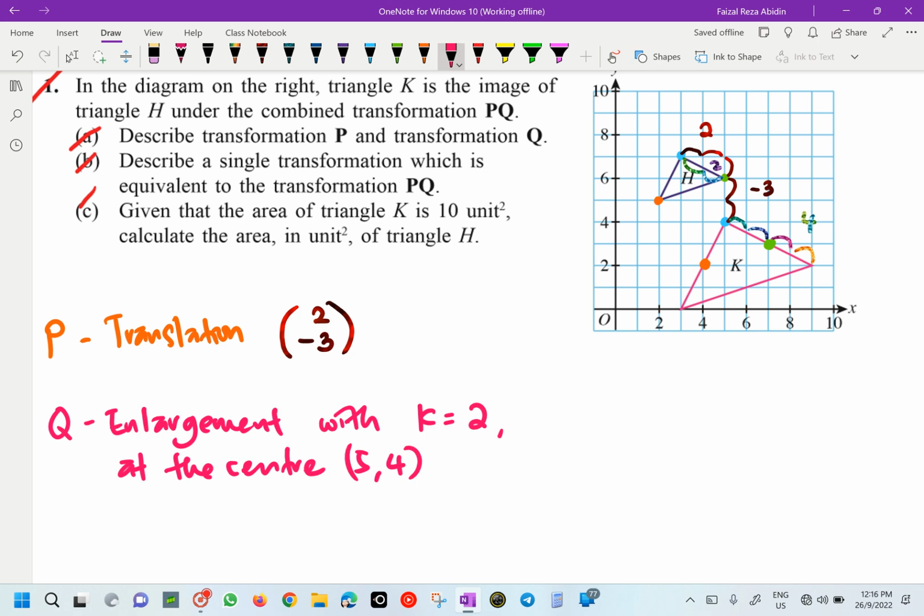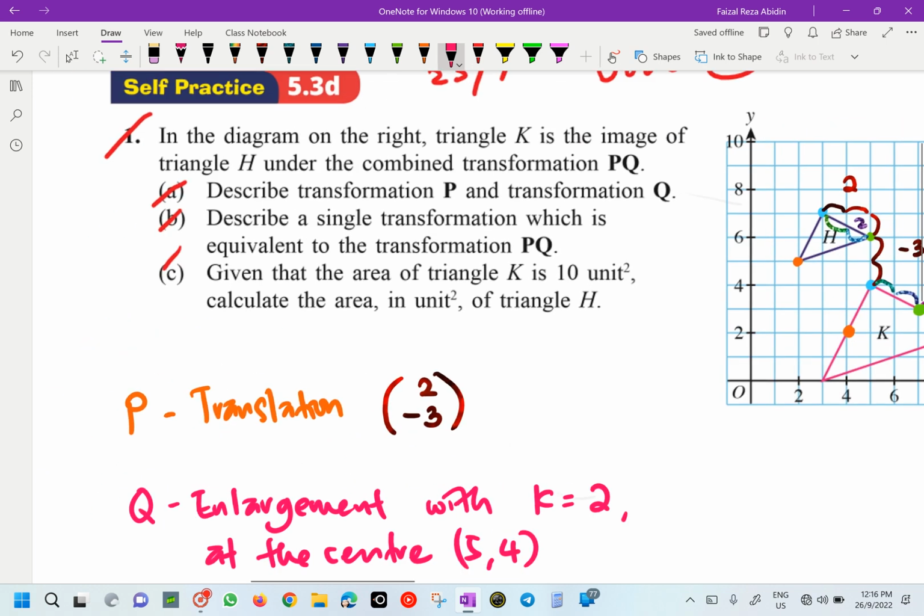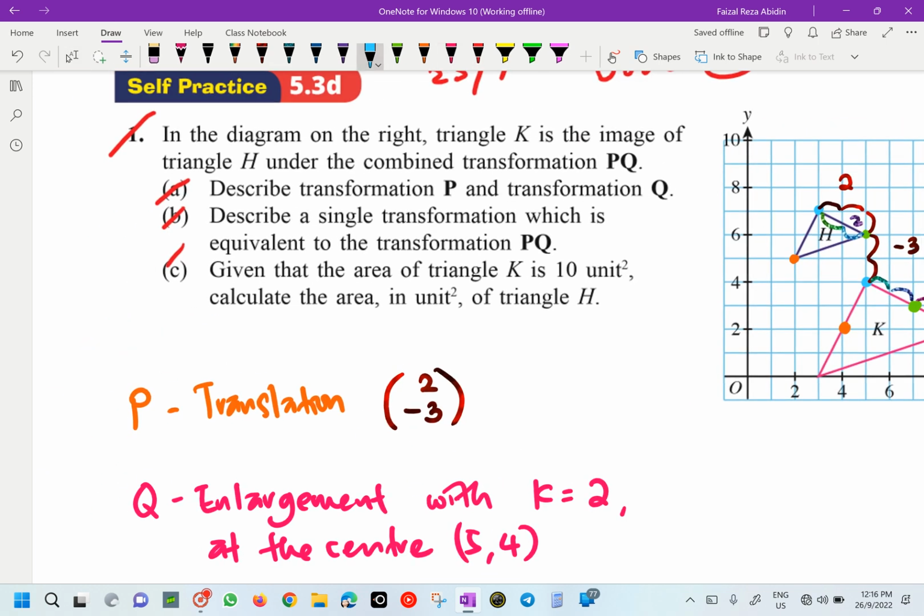PQ. Oh sorry, correct. We have to do Q first, then P. Q, P. Sorry. Q is translation, and P is going to be our enlargement. Please follow the transformation given over there. PQ.